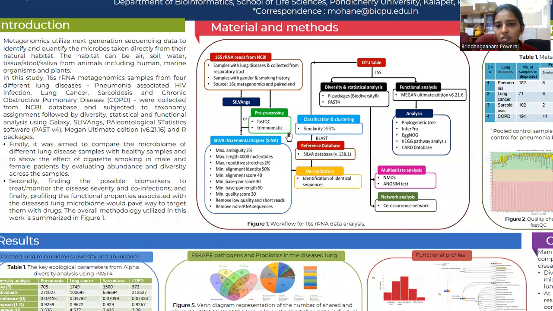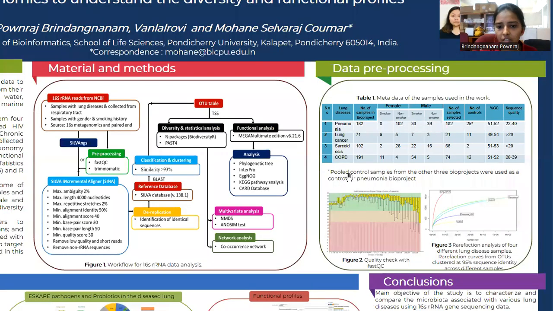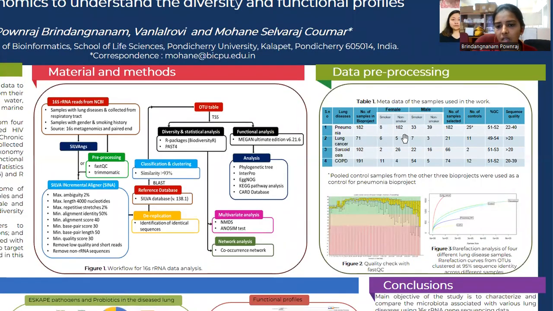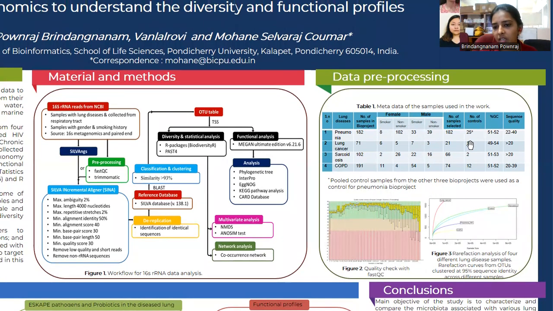In the pre-processing section, we can see the number of samples with respect to male and female and smoking history, and finally the control samples also. Here, except pneumonia, all the remaining microbiomes had a control. So the pooled control sample from these 3 was the control for pneumonia. Then here we can see the sequence quality also.